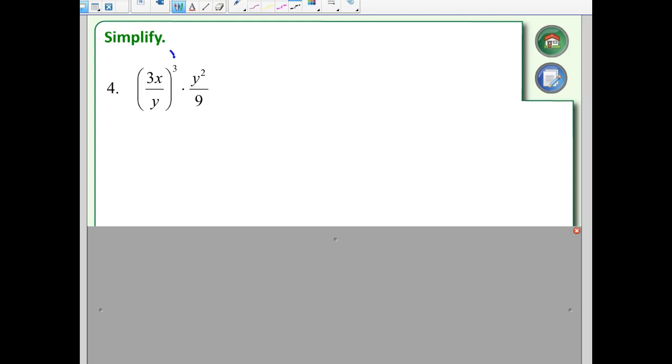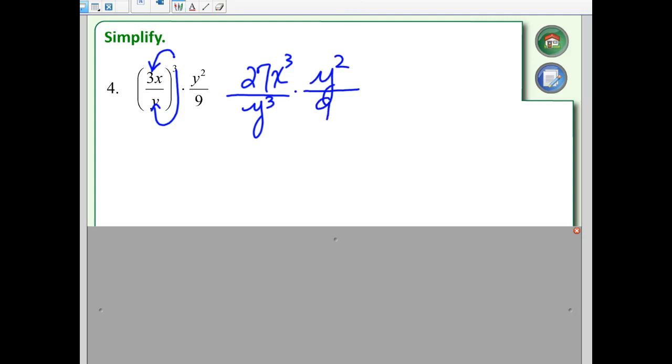We know that 3 cubed is 27, and then that's going to give me x cubed. And then we've also got to take that cube to the denominator and make that y cubed. And then we're going to multiply by that second fraction. Oh, yeah, you see it right away. Good job. We're going to cross cancel with the 9 and the 27. Now, in the numerator, I'm left with 3x cubed y squared. And in the denominator, I'm left with y cubed.